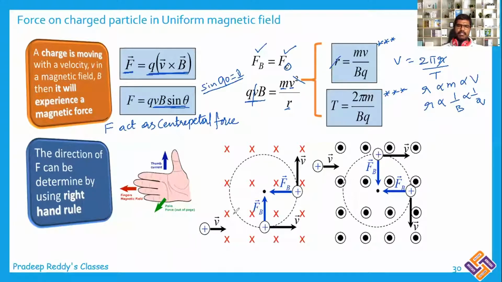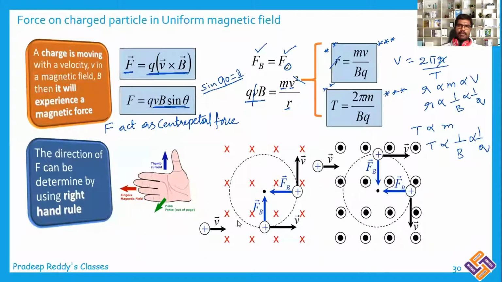Likewise, when the particle is entering into a magnetic field, the time period of revolution is directly proportional to the mass of the particle, and inversely proportional to the magnetic field and inversely proportional to the charge of the particle. You need to learn these equations by heart in order to solve problems. The radius of curvature of the charged particle is mv by qB. The time period of the charged particle entering into the magnetic field is 2 pi m divided by qB.